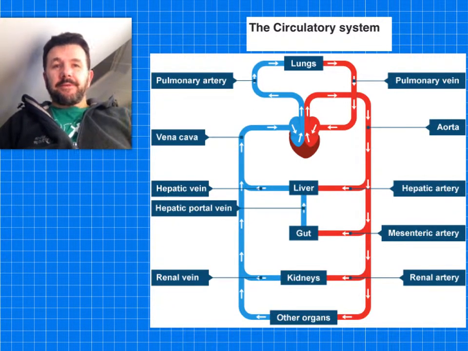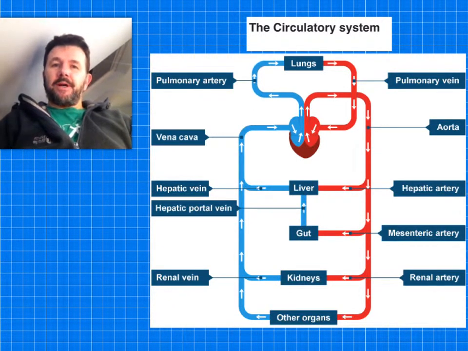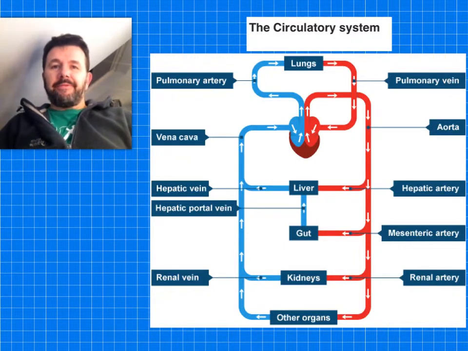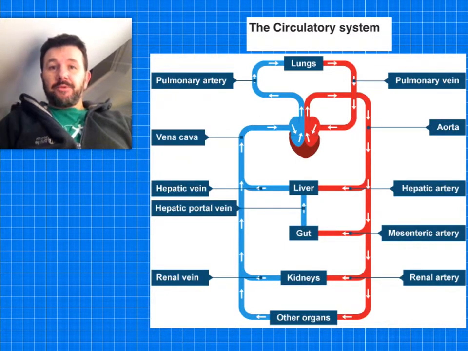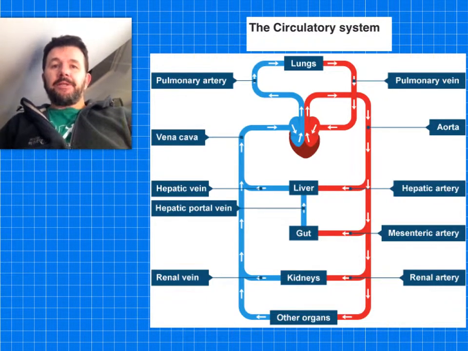So the circulatory system is made of three types of blood vessels: the arteries, the veins, and capillaries. And central to that is the pump, which is the heart. And the heart pumps blood around the body in a double circulatory system.